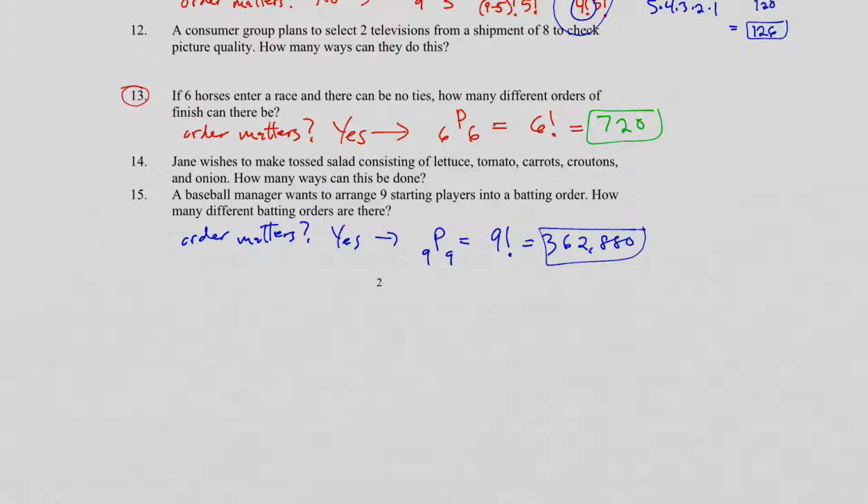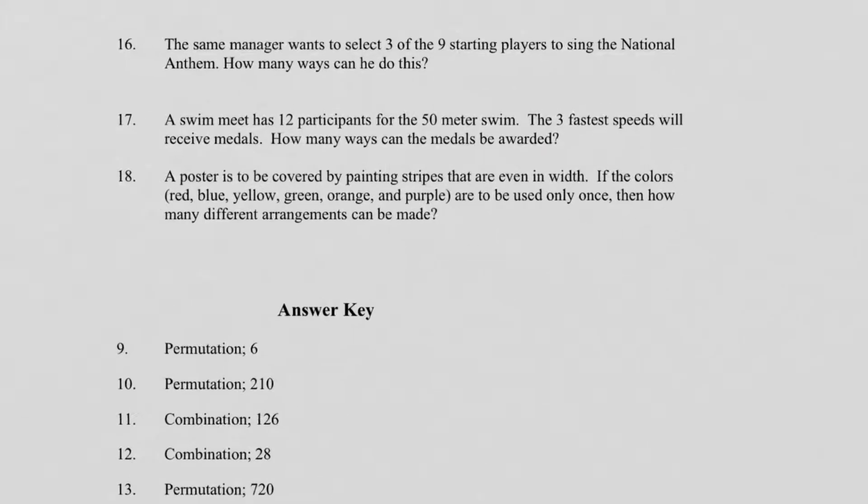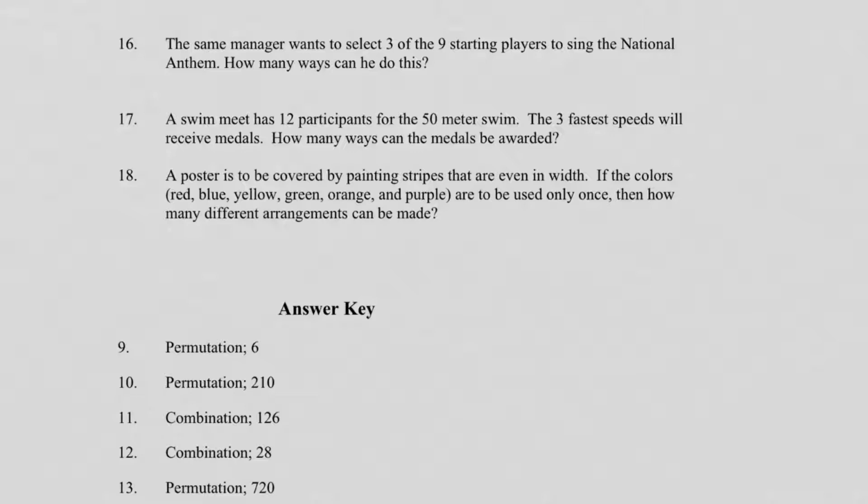I mean, you got to know baseball for that. Because if you look at number 16, that same manager wants to select 3 of the 9 players to sing the national anthem. Who cares who he picks? There's no particular order. It's random. It doesn't matter. And when you're standing up there singing the anthem, it doesn't matter how you stand either. So that one, order doesn't matter. You're just singing a song.